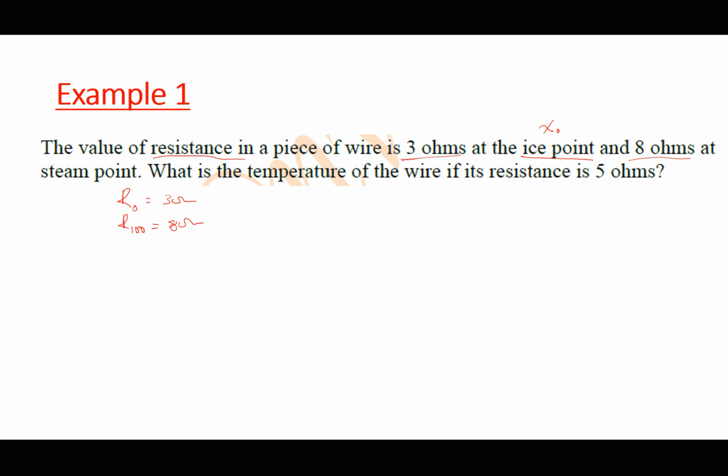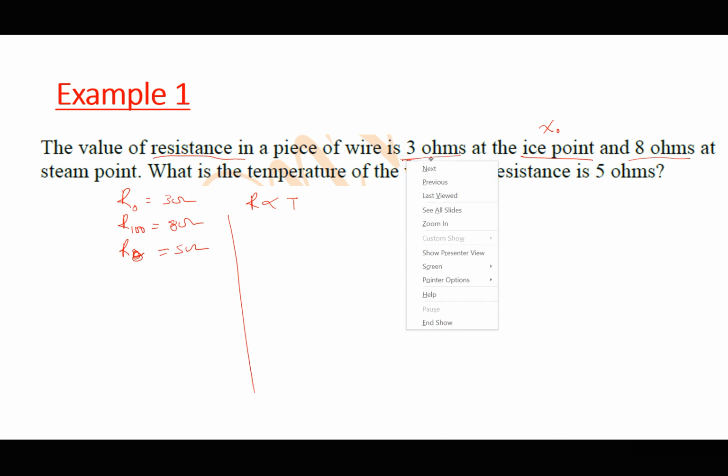What is the temperature of the wire if its resistance is 5 ohms? So we want the temperature when the resistance is 5 ohms. If we assume that the resistance varies linearly with the temperature, since this is just a wire, not a thermistor where it decreases, you see that the resistance is increasing, because at ice point it is 3 ohms, at steam point it is 8 ohms. So this will be a straight line.